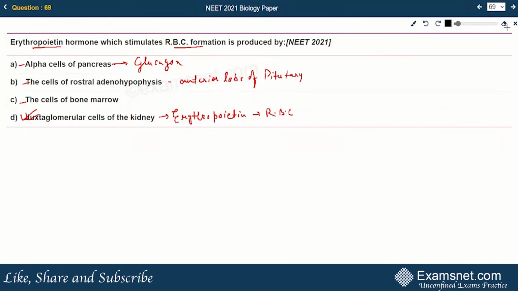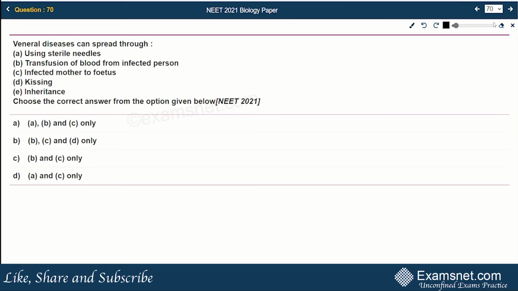Now, the third one is the cells of bone marrow. Now, what is the cell of bone marrow responsible for? It is responsible for the formation of formed elements. So, it is a direct question that you have to remember.